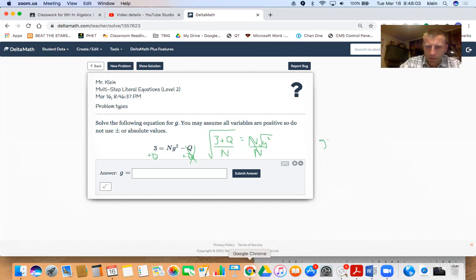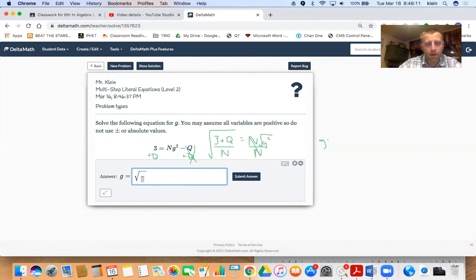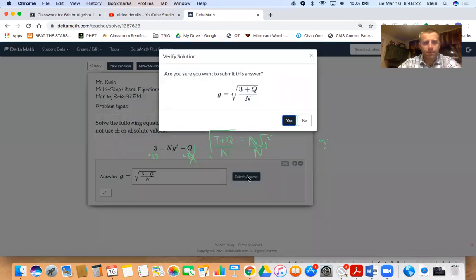Okay, but I will type it in there. So it's a square root and then a fraction inside. So I think I'd like to do the square root first, then do the fraction bar, just hit slash. And I'm going to go with 3 plus capital Q all over N. That's it.